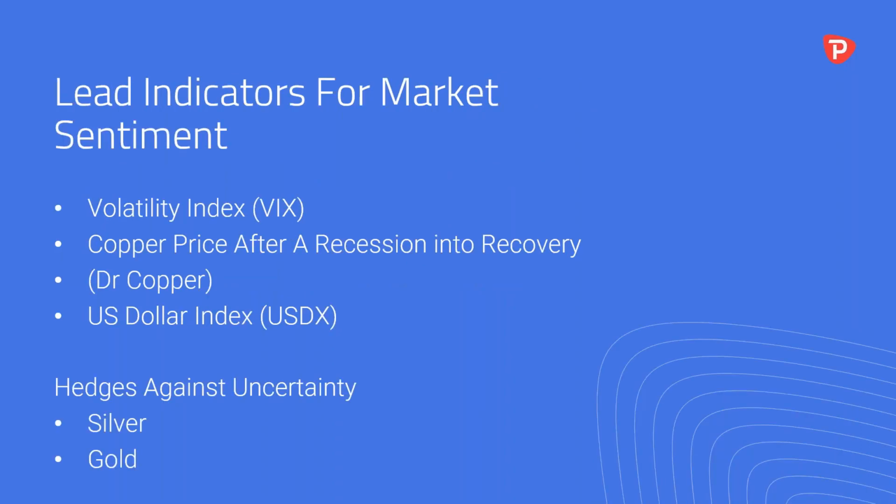So Tyrone, I think leading into today, what are we looking at? We've always got lead indicators for market sentiment. We've got the volatility index or VIX. We've got the copper price potentially after recession and into recovery, a very key commodity that's used all the time. Many people call it Dr. Copper. We've got the US dollar, which goes into a lot of analysis that we want to do when we're looking at silver and gold. And then we could have potentially some forms of well-known hedges against uncertainty. Often people consider silver and gold hedges against uncertainty.